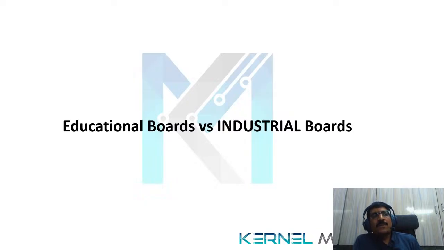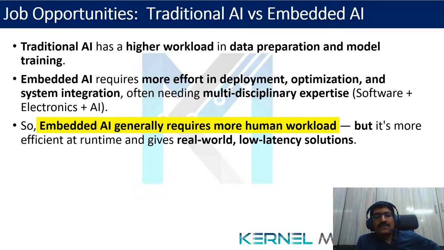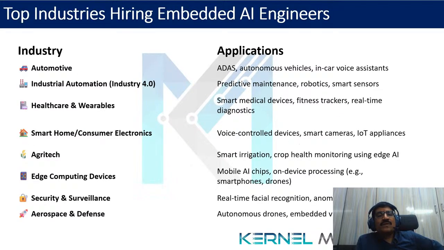We are discussing many parameters for the differences between traditional AI and embedded AI. Traditional AI has a lot of drawbacks, and the drawbacks are overcome by embedded AI. We'll discuss how, point by point. Later you can see embedded AI job opportunities. Recently you may have gone through that one. So we are discussing job opportunities.